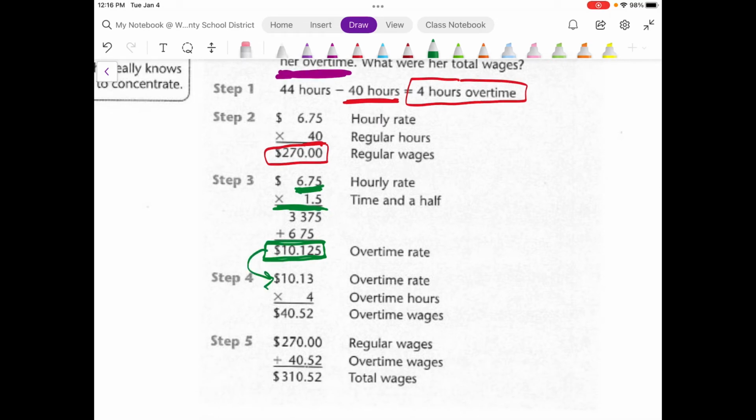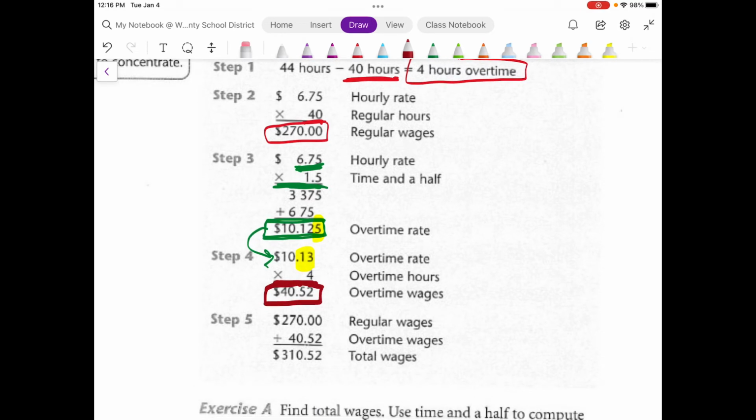We rounded. The reason why we rounded is because the number next to the 2 is 5 or more. Therefore, the 12 actually becomes a 13. So $10.13 times the 4 overtime hours, that means we made $40.52 for those 4 hours. So we take the regular wage, $270, and we are going to add it to the overtime wage, the $40.52, and that's going to equal our total wages.